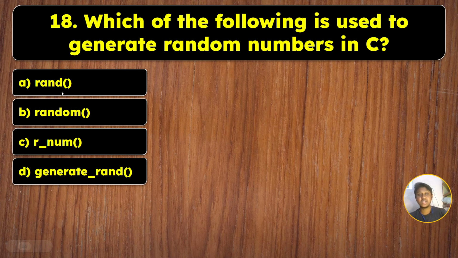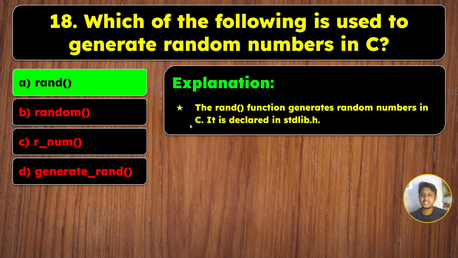Here the correct answer will be option A. As you can see, the rand function generates random numbers in C and it is declared in stdlib.h header file. So in order to use this rand function, first you have to include stdlib.h header file.